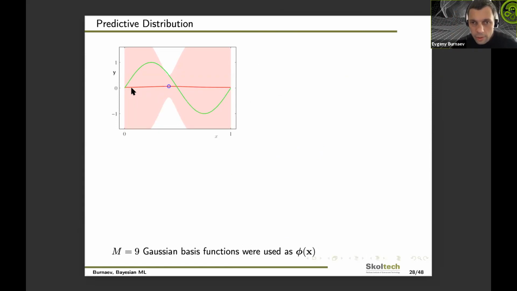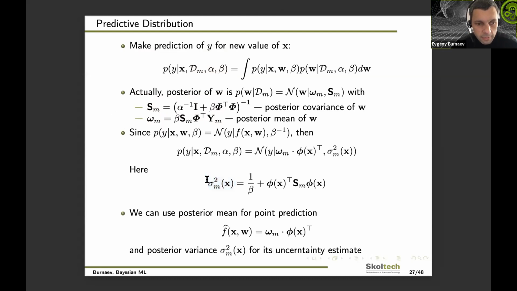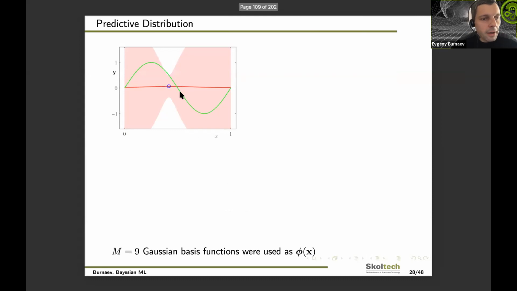Because I have only one observation, the posterior mean is almost equal to 0, and it is given here by this red line. The posterior variance given by this formula here, plus minus sigma, it depicts this pink region here. And it's obvious, and we see that, okay, because we don't have any points here, the uncertainty here is big.